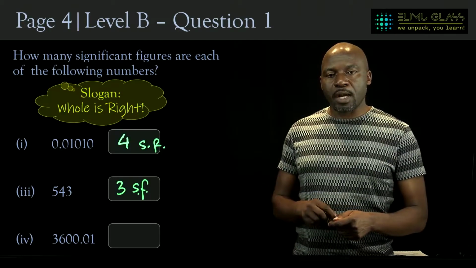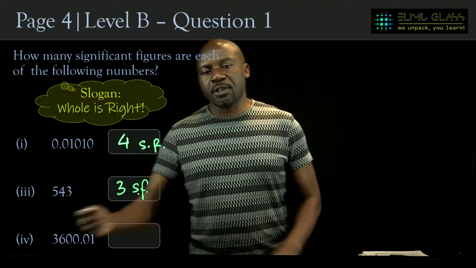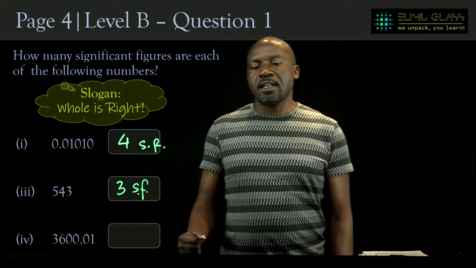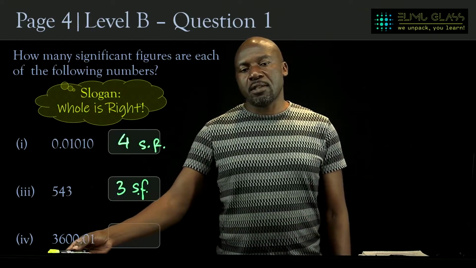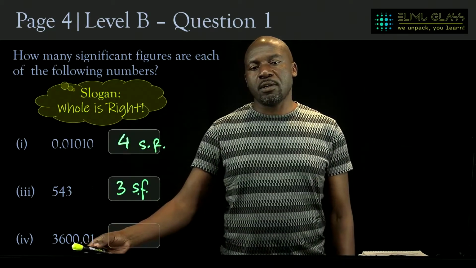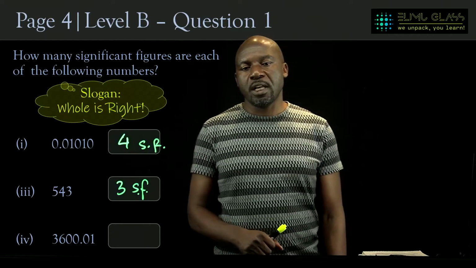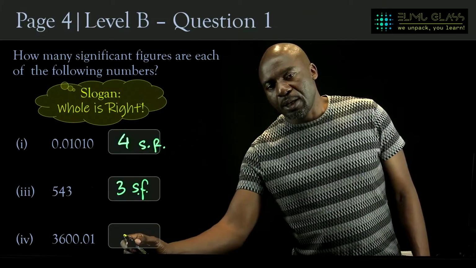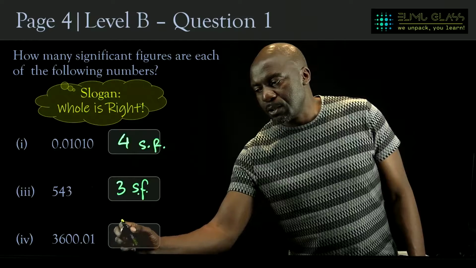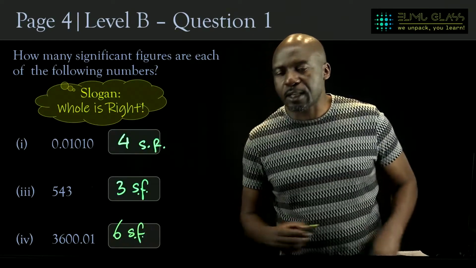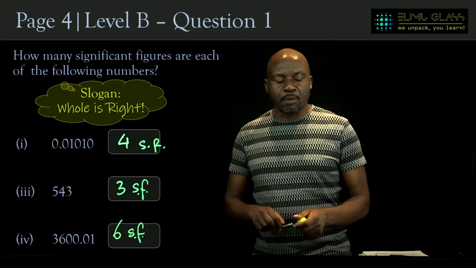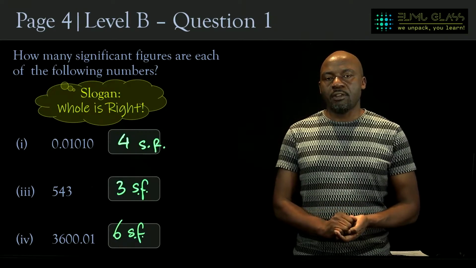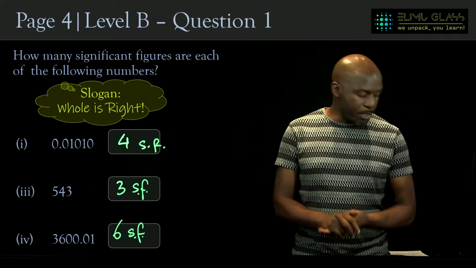Okay, the last one is not a whole number. There is a 0.01, so we start counting from the left. We count everything starting from the first non-zero digit, and 3 is a non-zero digit, so 3, 6, 0, 0, 0, 1, all of them are counted. If you check that, you should see that this number is to 6 significant figures. And that's how we can check the number of significant figures on any given number. Please look at the rest and write down the number of significant figures of those numbers.